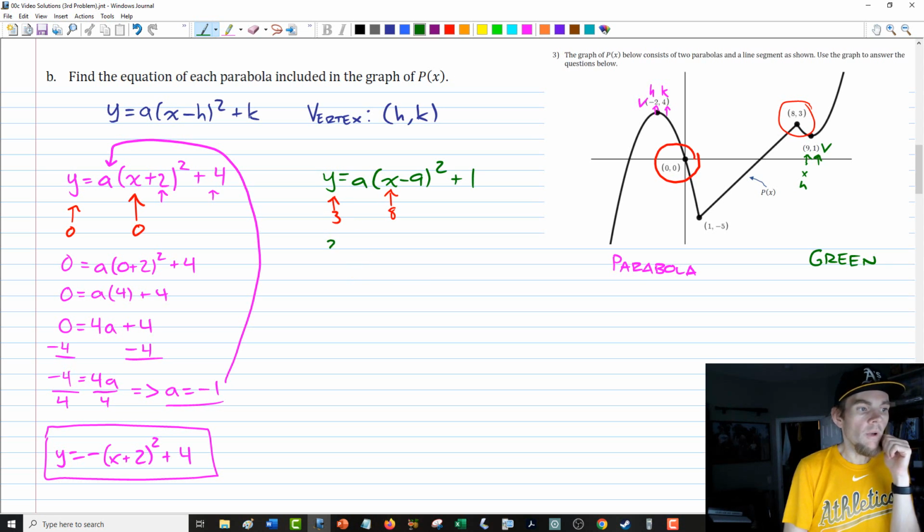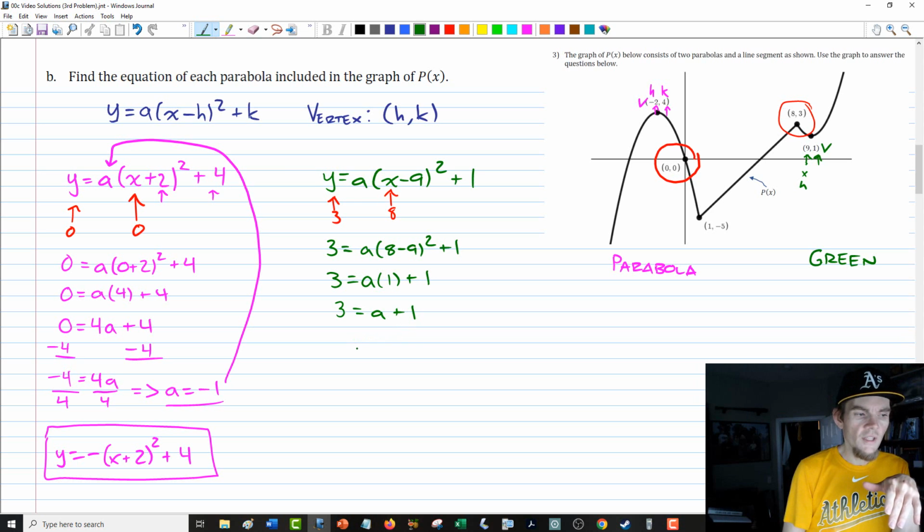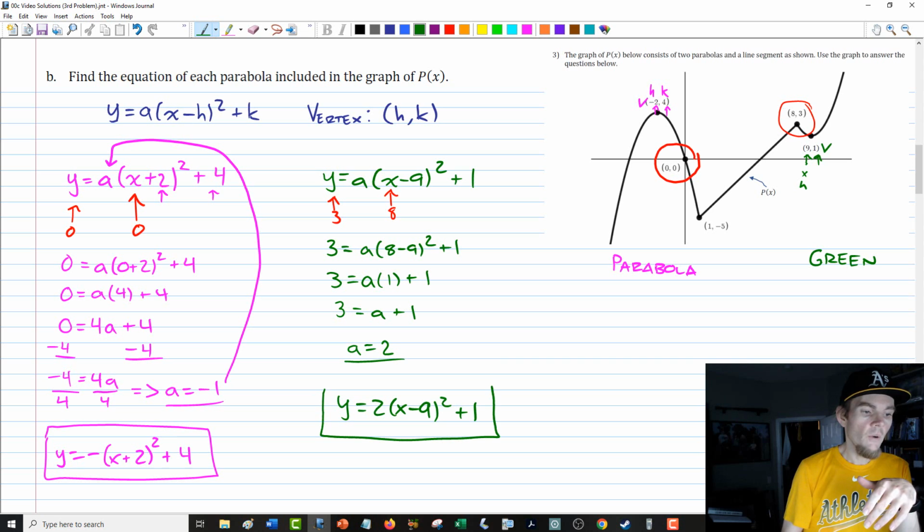When we do, we get a new equation that only has a as a variable. That's a times 8 minus 9 squared plus 1. So cleaning things up a little bit, this is 3 equals a times negative 1 squared, which is just 1, plus 1. That means 3 equals a plus 1. You could subtract 1 from both sides and you get a equals 2. So our leading coefficient in this case is positive 2, and we have y equals 2 times x minus 9 squared plus 1. And there is the equation of the second parabola on this graph.